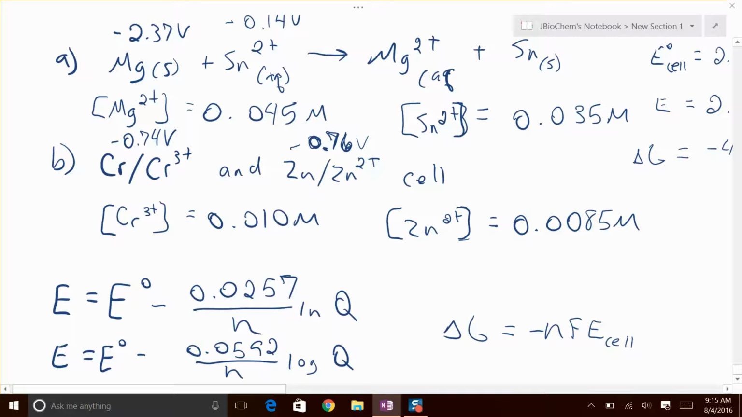You have to write it in the correct place. Would it include the zinc? So it would be zinc plus Cr3 plus, right? Oh, it's zinc 2 plus. It would yield zinc 2 plus.